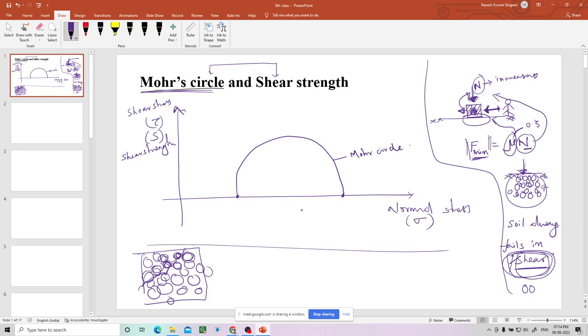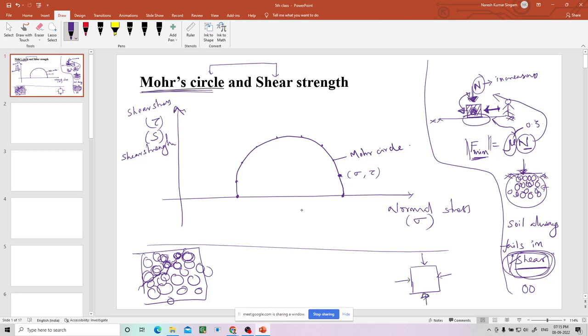I told you the formation of the Mohr circle. How does it happen? See, every point on the Mohr circle is a stress combination. Suppose you take this point: there is some normal stress and some shear stress. It represents a plane in a block. Suppose you take a block of soil and you are applying some load from all over.